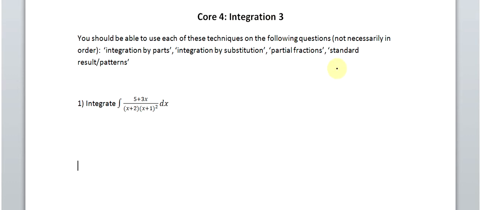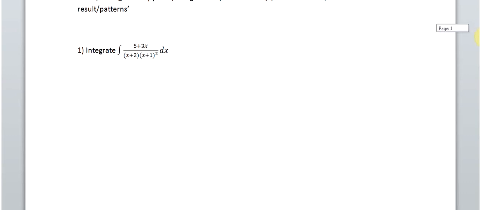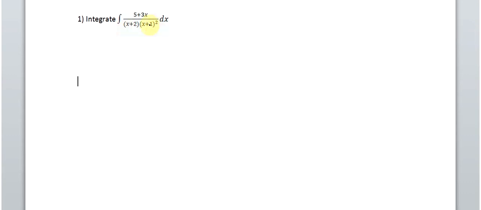Here we go with some more integration. So our first question here is clearly a partial fractions problem. The clues, of course, it's got linear factors on the bottom. It's not top heavy, so it's quite a nice one. So let's first of all rewrite this in terms of partial fractions.